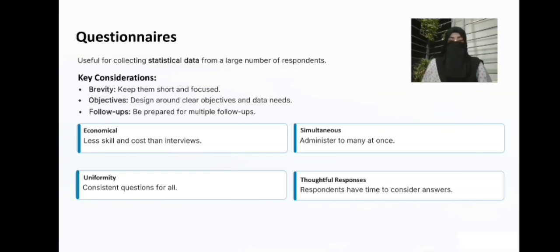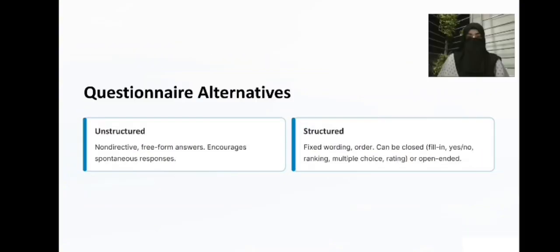Highlight the advantages. Economical: cheaper and requires less training than interviews. Uniformity: everyone gets the same set of questions so responses are comparable. Simultaneous: we can collect answers from many people at once. Thoughtful response: since it is not face-to-face, respondents can take time.